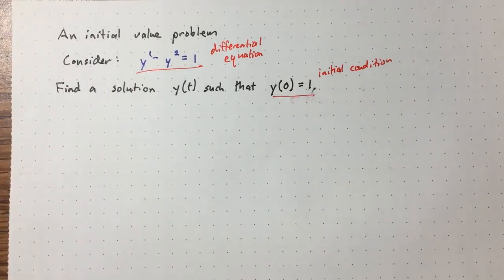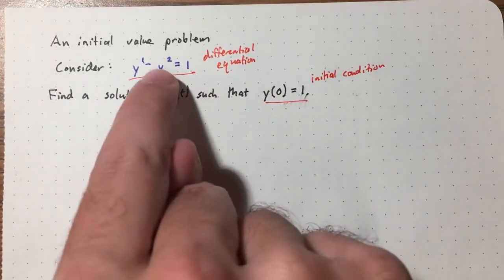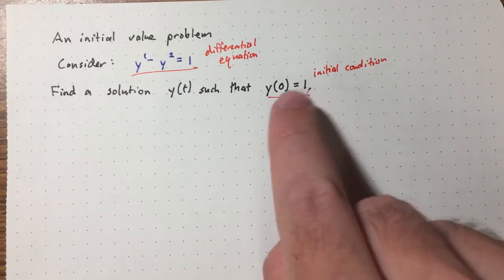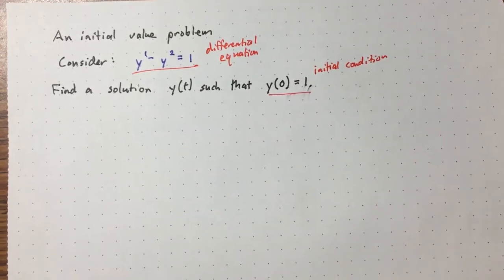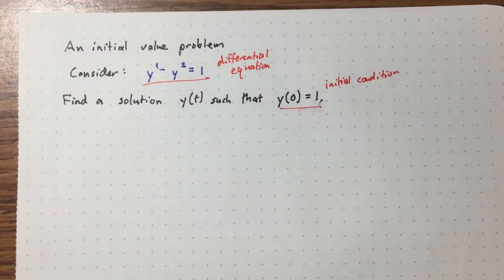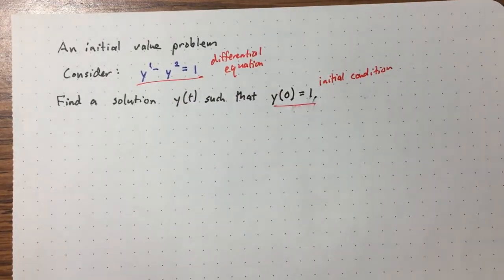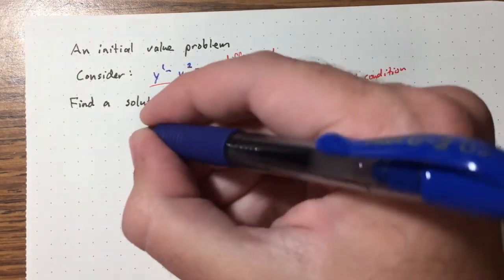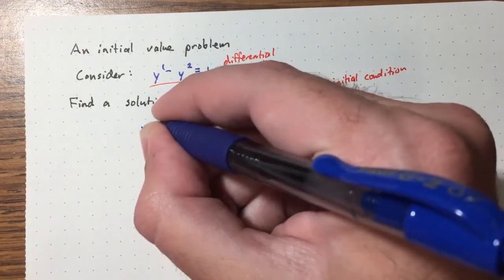And the solution to an initial value problem is just going to be the function y of t that satisfies the differential equation, but it also needs to satisfy this initial condition. So its value at 0 has to be 1. So let's try it. There's basically just one new part at the end that we're going to add. But let's start by solving this differential equation.